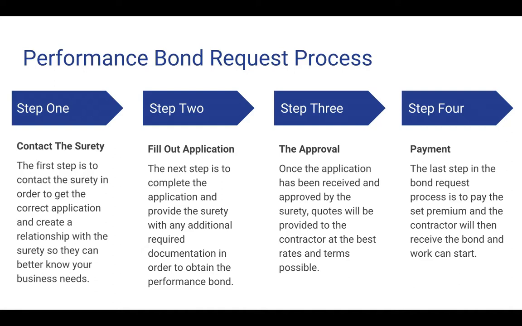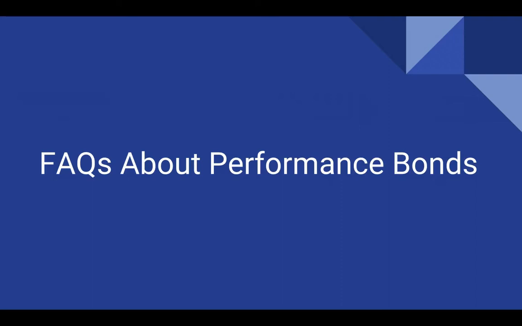Step 3. The approval. Once the application has been received and approved by the surety, quotes will be provided to the contractor at the best rates and terms possible. Step 4. Payment. The last step in the bond request process is to pay the set premium, and the contractor will then receive the bond and work can start.